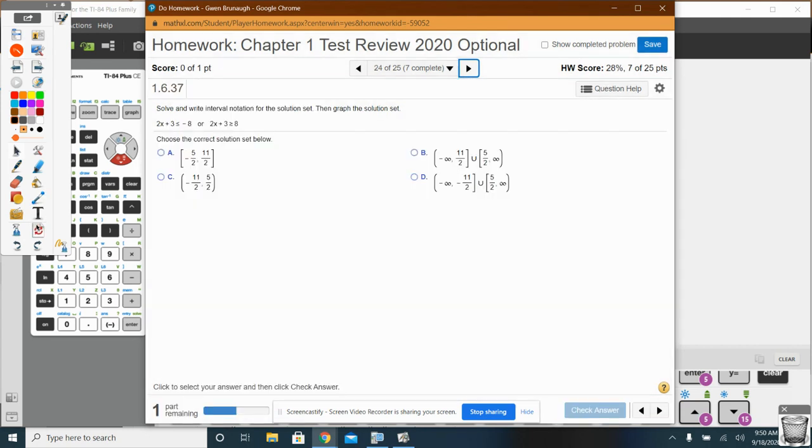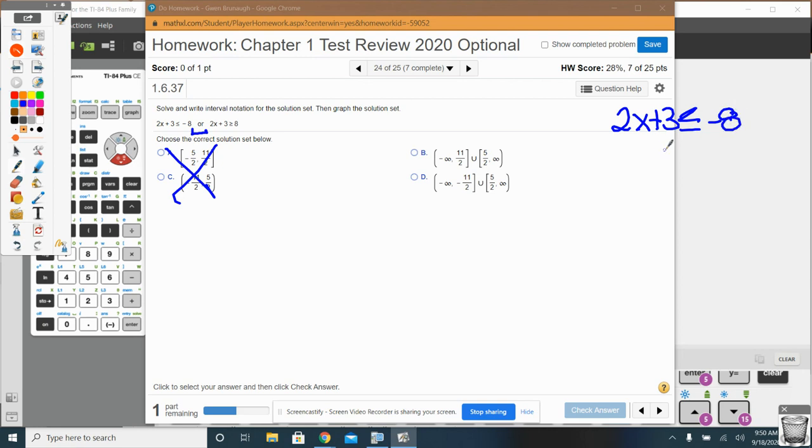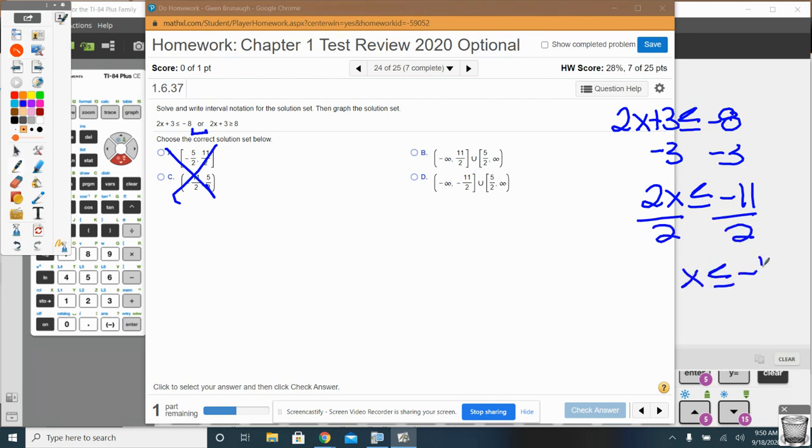Next one. This has the word or, so it's going to look like oars of a boat. So it's not going to be one of these two. So it's going to be one of these two. So we're going to solve this out, and I have 2x plus 3 less than or equal to negative 8. If I subtract 3 from both sides, I get 2x less than or equal to negative 11. Divide by 2. x is less than or equal to negative 11 halves. I already know that this is going to be my answer, D, because the other one has a positive 11 halves. So this one is my answer.